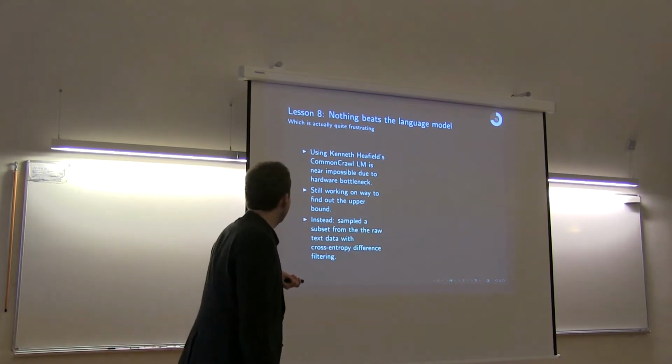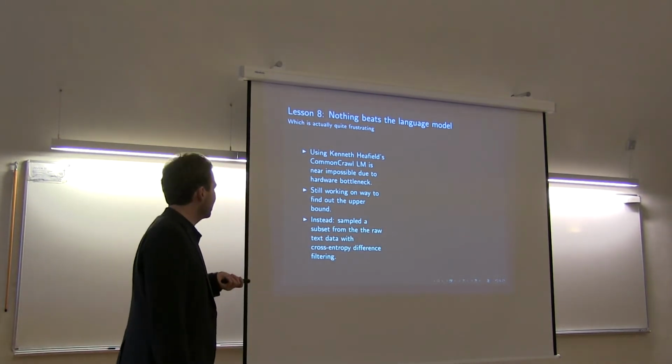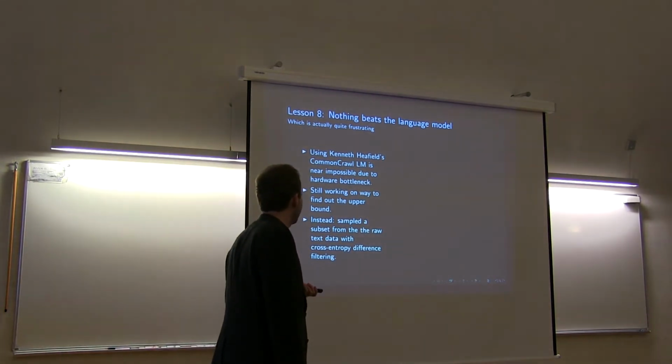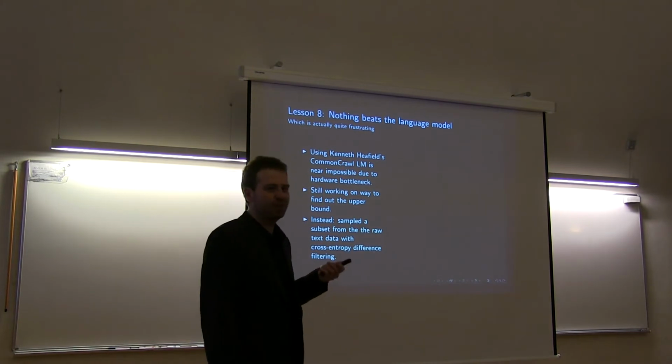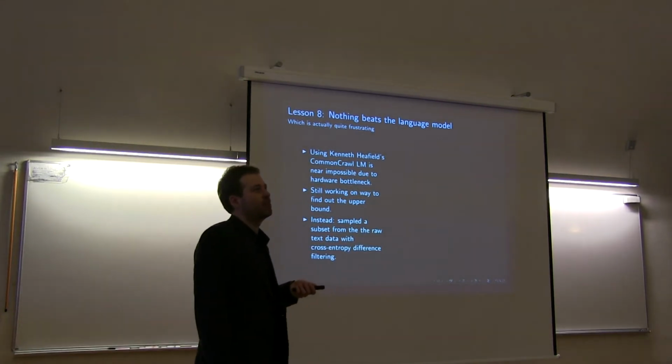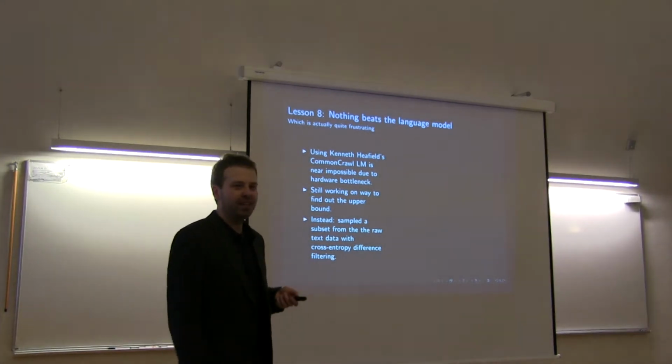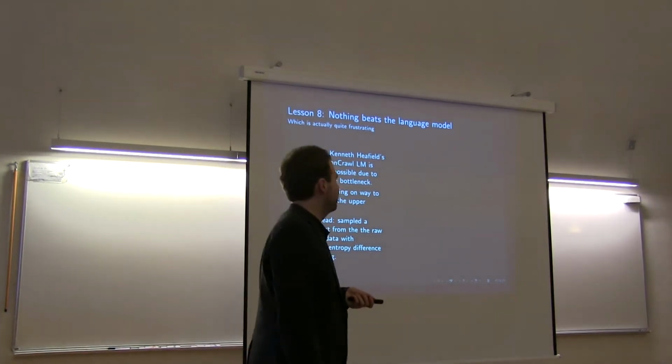But what we did, we sampled a subset from the raw text data. We downloaded all the Common Crawl data, and we used cross entropy difference filtering according to our training data. We ended up with some 200 gigabytes of raw text that's supposed to be really in domain. And this already gives very good results.